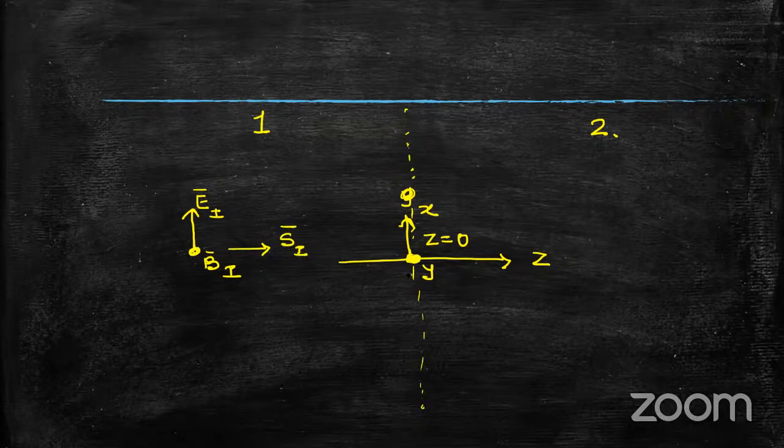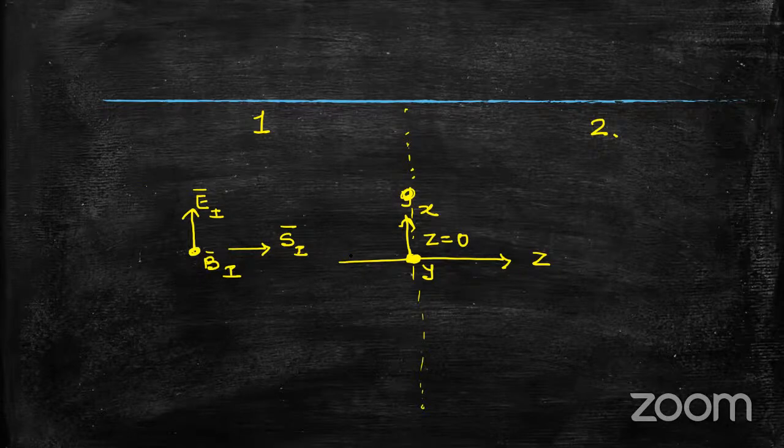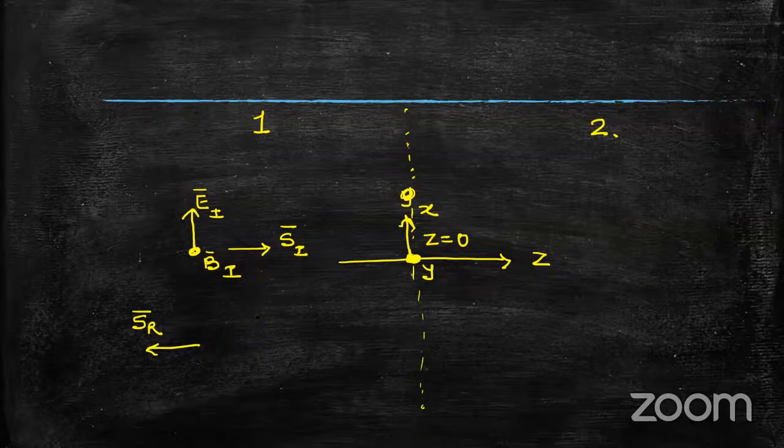Right now, what will happen to the wave when it encounters a boundary? Either it should get reflected back, or it should continue its path in the same direction. We will consider both possibilities, since we don't know which is going to happen. So let's consider that a wave is also going in the opposite direction. Let me call this SR, the reflected Poynting vector for that wave.